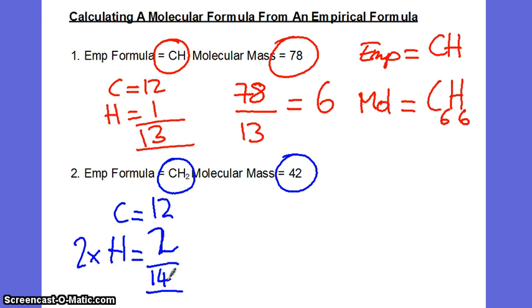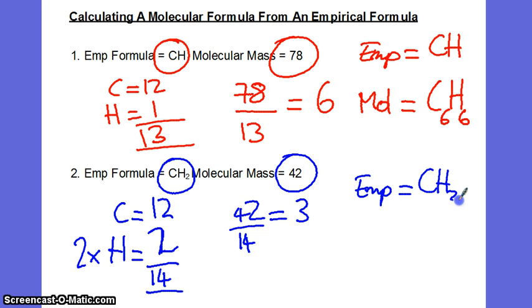How many 14s do we have in 42? So 42 over 14 comes to 3. So if our empirical formula is CH2, our molecular formula is 3 lots of CH2. So 3 lots of 1 carbon is 3, 3 lots of 2 hydrogens is 6. So we've got C3H6, which you should probably be able to tell me is propene.